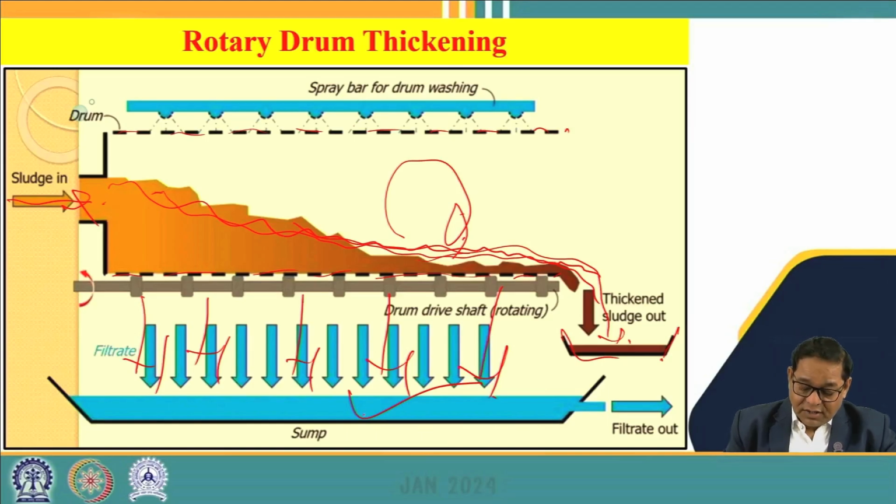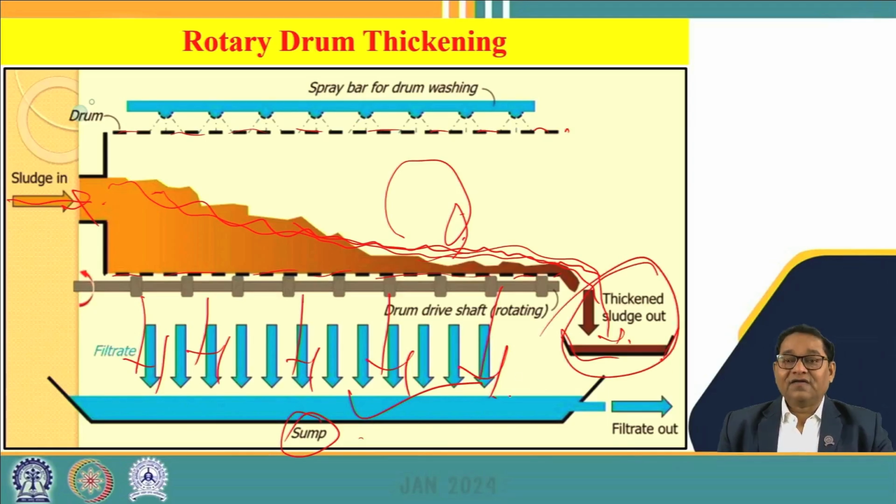The water collected in the sump will be sent for treatment, whereas this thickened sludge will be taken for further digestion or further dewatering and then the disposal process.